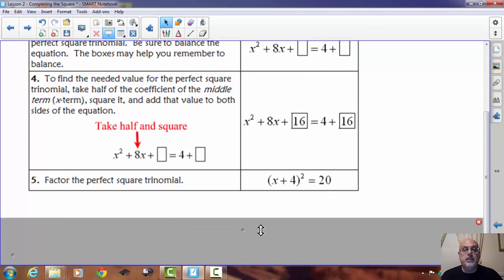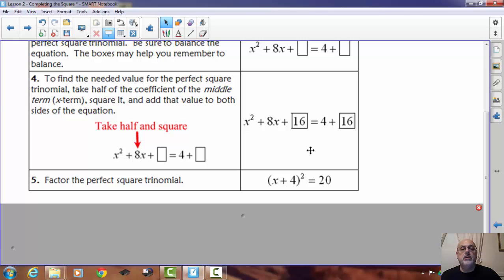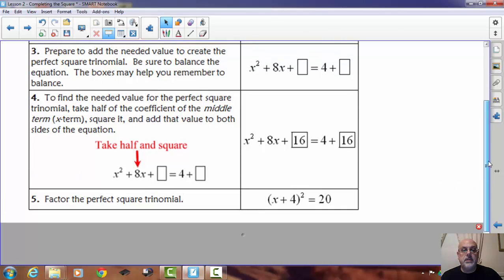So completing the square, since we have x squared plus 8x plus 16 on the left, that factors to x plus 4 times x plus 4, or x plus 4 squared, equals 20. Okay, so let's go through this again.